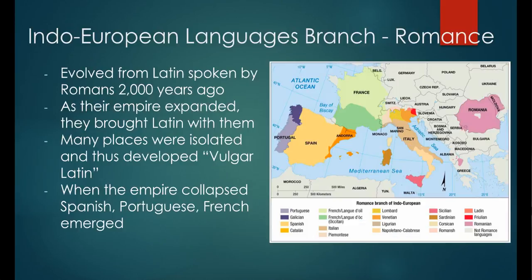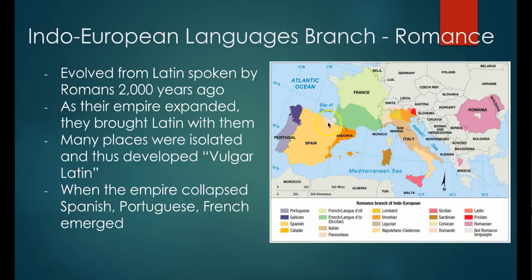Second one we're going to look at is the Romance branch here. This evolved from Latin roughly 2,000 years ago, Vulgar Latin. So keep in mind the Roman Empire had this entire area here. And then within the Roman Empire, you had this idea of Vulgar Latin. So they're supposed to be speaking Latin, but since they were isolated, all further apart, they all had kind of their different version of Latin. This became Vulgar Latin. So Spanish, Portuguese, French, all emerged from Vulgar Latin.